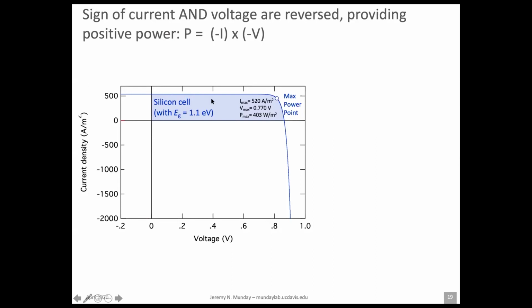Here's an example of a silicon cell. So when we look at it, we get this positive current and positive voltage based on our sign convention here. And we're generating some amount of power, which is the product of the current and the voltage.